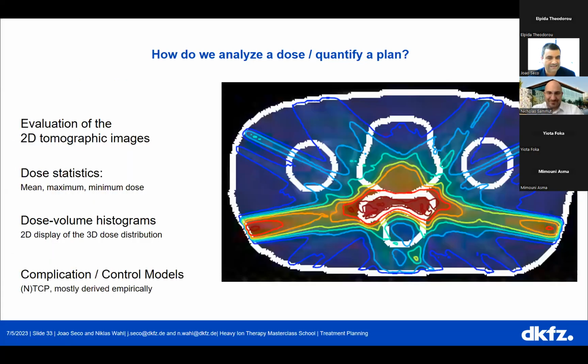Okay, so how do we do the analysis and quantify this? Well, there are many ways to analyze this. We usually have 2D tomographic images. This is a 2D tomographic image where we look at isodoses. We can also do dose statistics by looking at the mean, the maximum, and the minimum dose. And we also use dose volume histograms. That's a very unique thing that was developed in the 1970s by Michael Goitein at MGH. And we can also use biological models like TCP and NTCP that give us a better biological estimate.